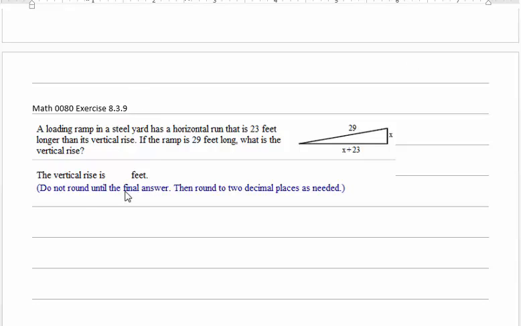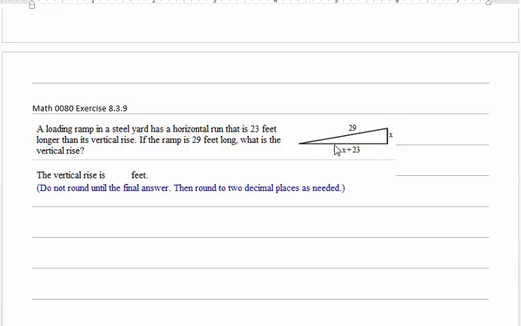Let's look at number 9 from section 8.3. Here we've got a loading ramp in a steel yard that has a horizontal run that is 23 feet longer than its vertical rise. If the ramp is 29 feet long, what is the vertical rise? So that basically forms a right triangle.